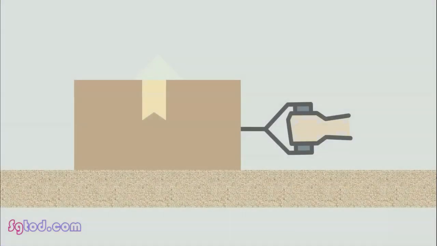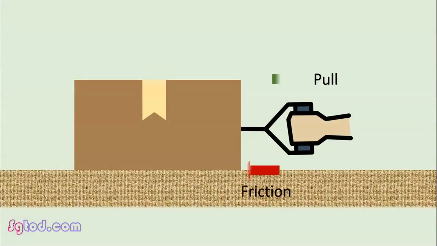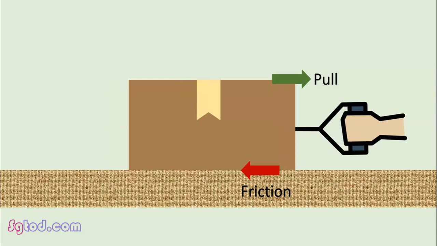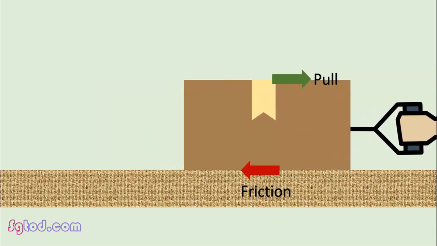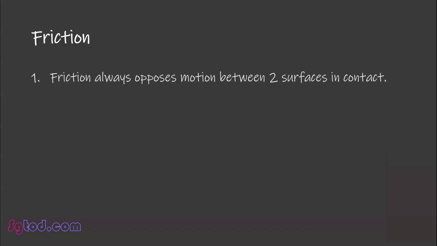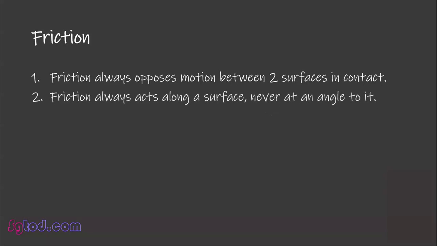Friction is the force which arises when two surfaces rub against each other. In this slide, we pull a box along a rough surface. There is a frictional force that opposes motion. If an object is sliding along a horizontal rough surface, friction acts horizontally in the opposite direction to its motion. Note that friction always opposes motion and it acts along a surface, never at an angle to it.